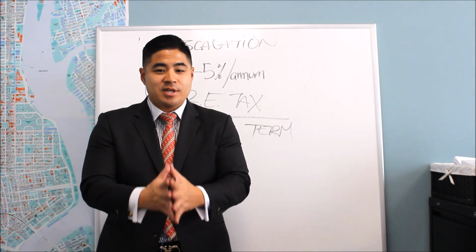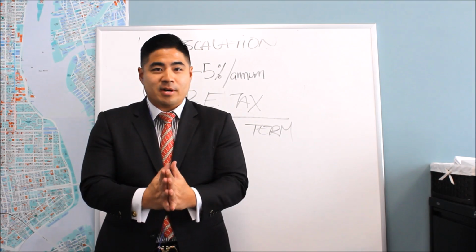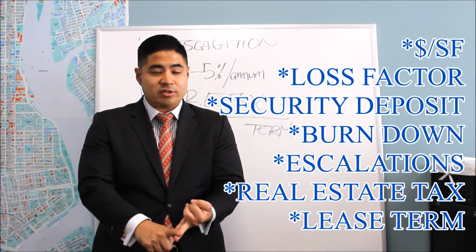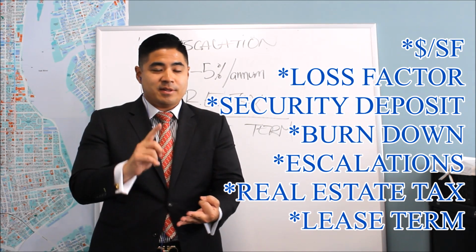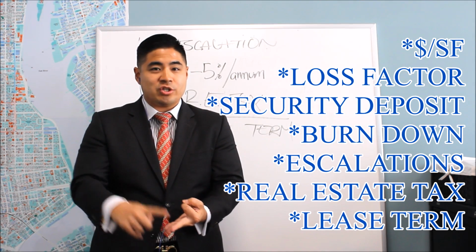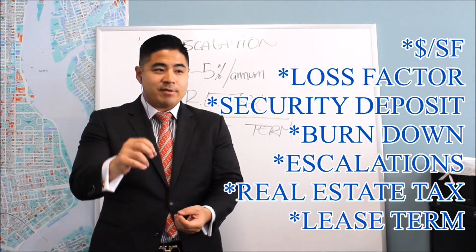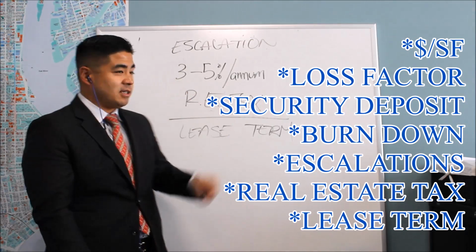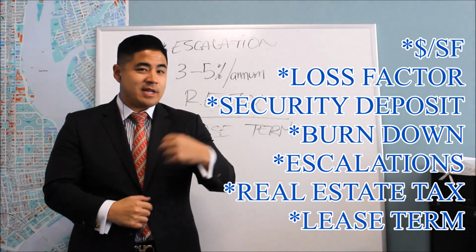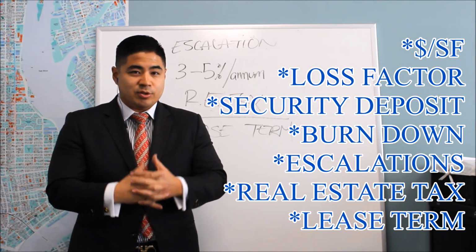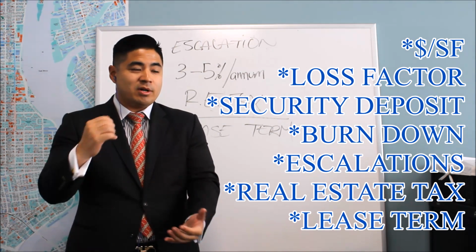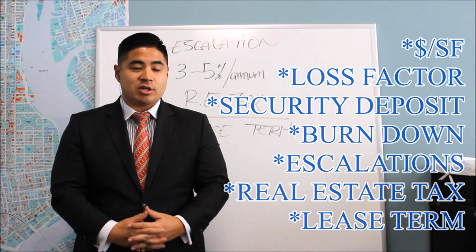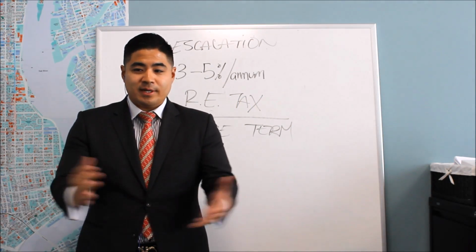So that's it. In New York City, you're just going to want to remember a couple of things. You're going to want to remember price per foot. You're going to want to remember loss factor. You're going to want to remember the security deposit situation and the burn down, because the burn down is actually an acquisition strategy. You're going to want to remember the escalations and the percentages, because you can negotiate with that. You're going to want to remember about the real estate taxes, and you're also going to want to remember the lease term. So that's pretty much it.